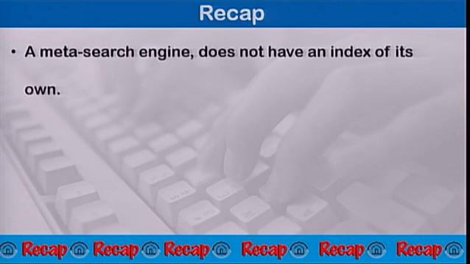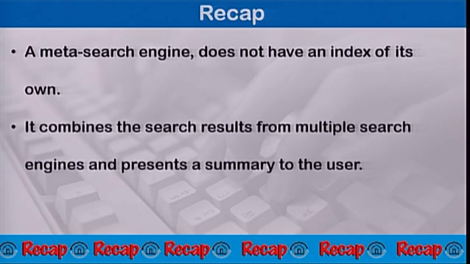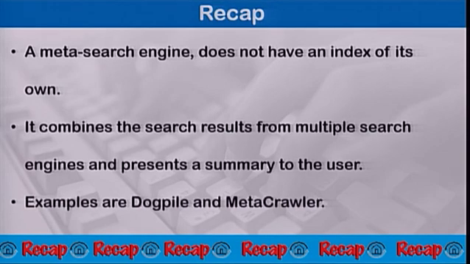We learned that a meta search engine does not have an index of its own. It combines the search results from multiple search engines and presents a summary to the user. Examples are Dogpile and Metacrawler.